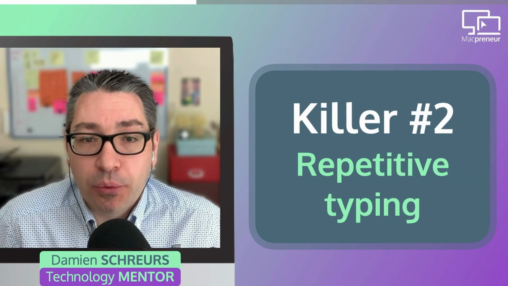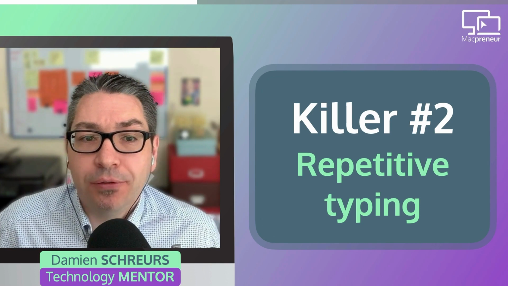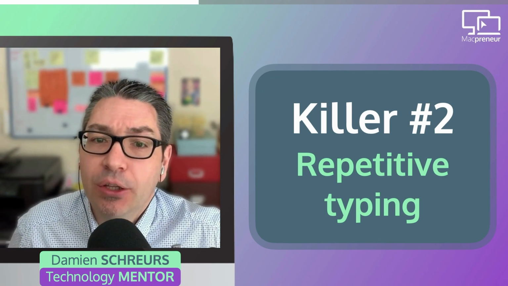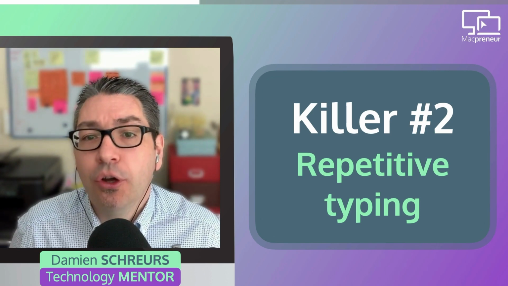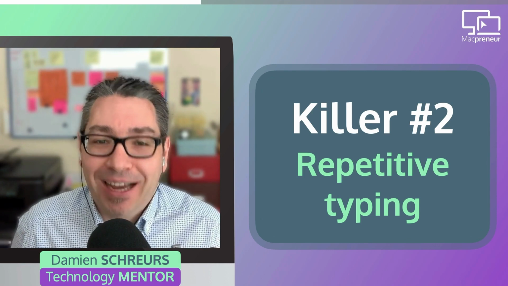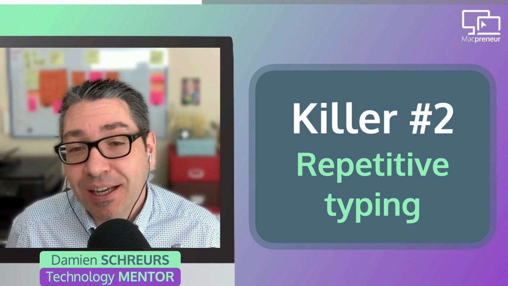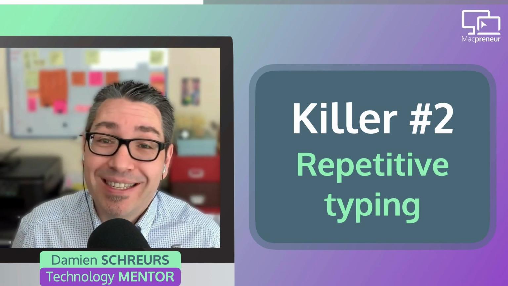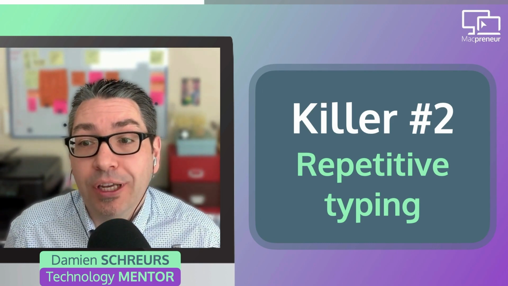The second killer of Mac productivity is repetitive typing. So whatever we do in our business, at one point, it will involve using our keyboard to write stuff. And even though most of what we type or write is unique, we still oftentimes need to write the same information or similar information on a regular basis.